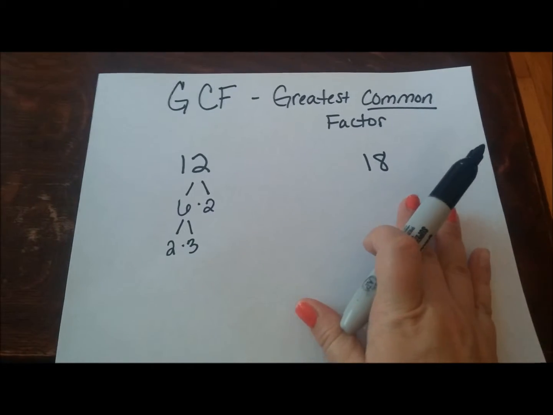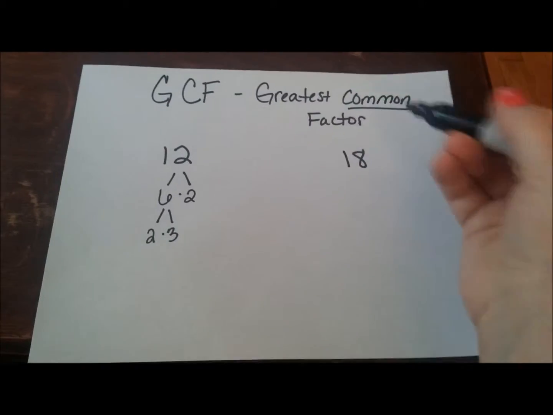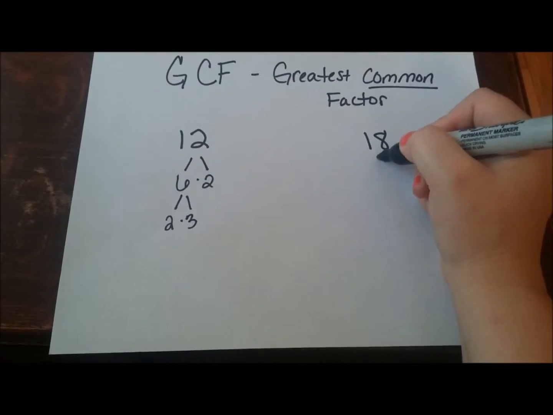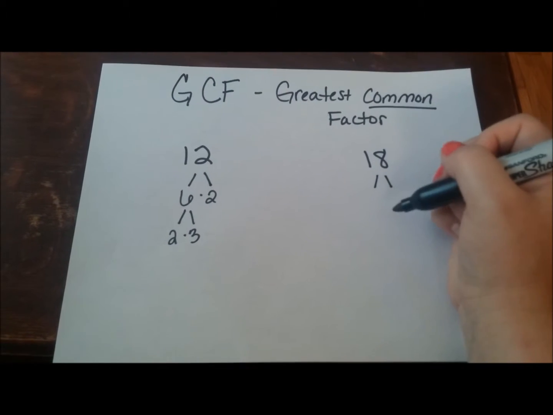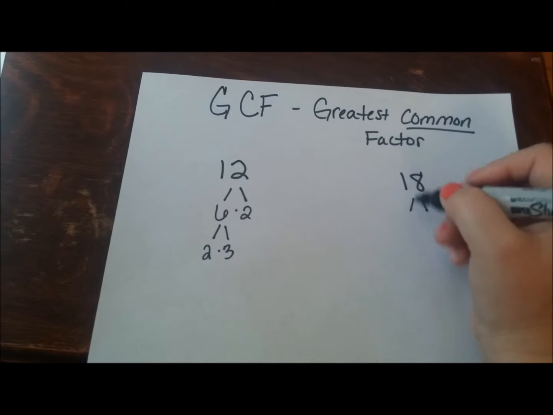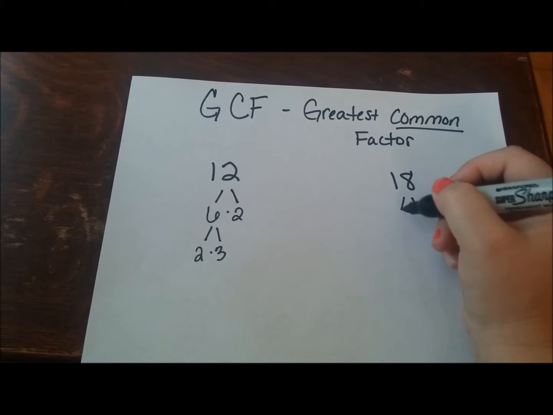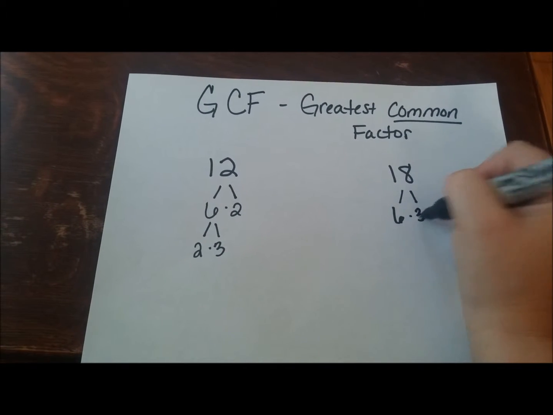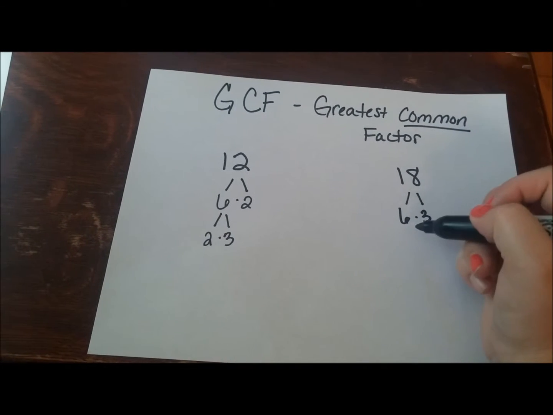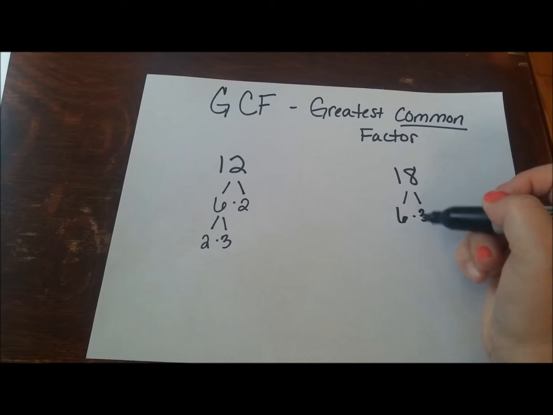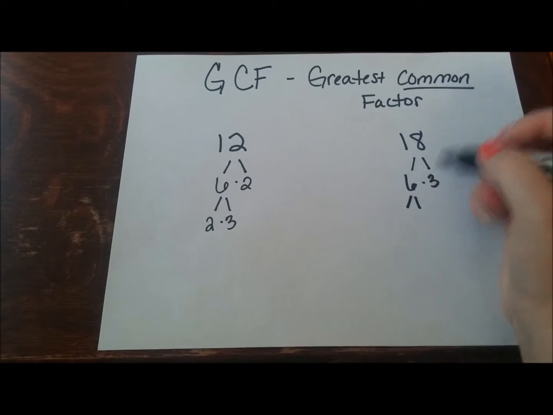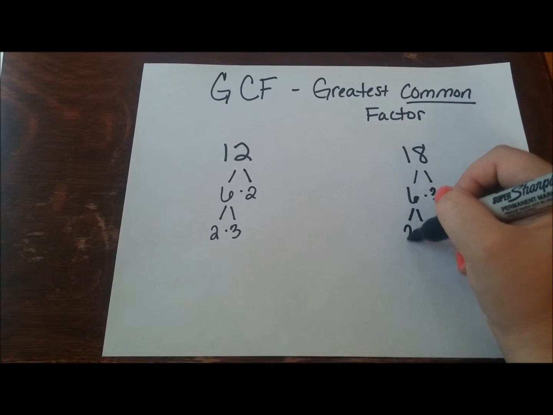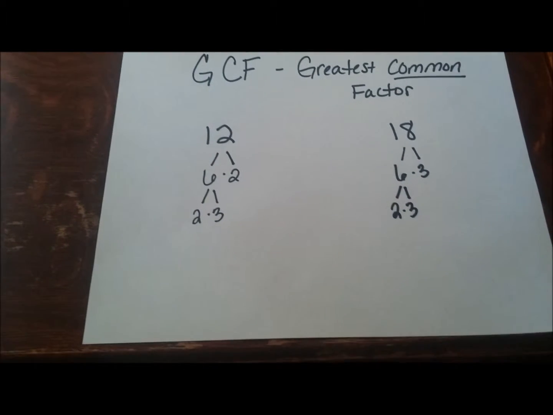So now I'm going to move on to 18. I'm going to start the same way. I'm going to draw my branches for my tree and then find two numbers that I can multiply together to make 18. Let's go with 6 and 3. Now I'm going to check for prime. I have 3 as prime, but I need to factor 6. Make more branches. 2 times 3.